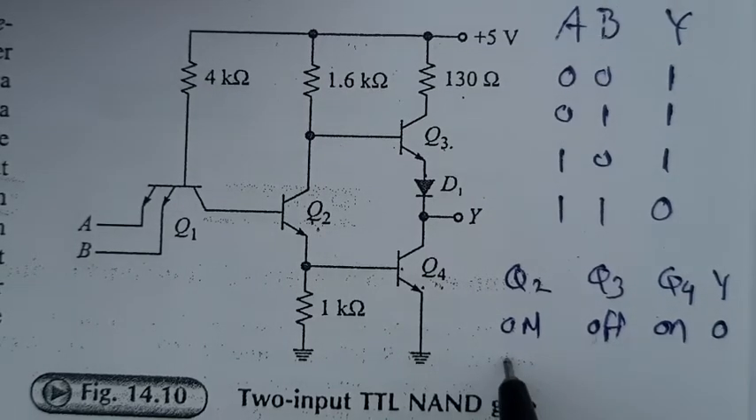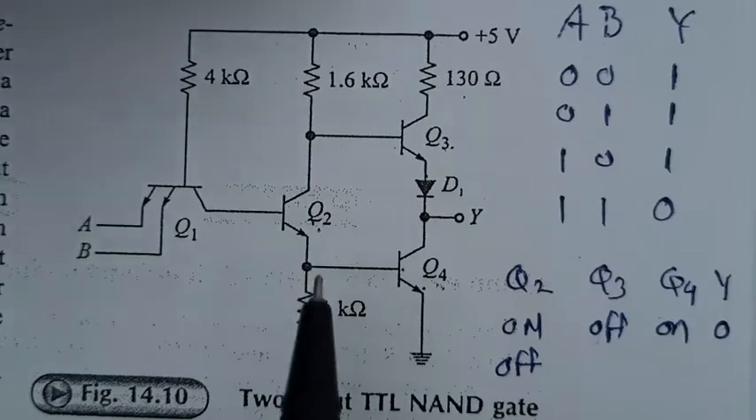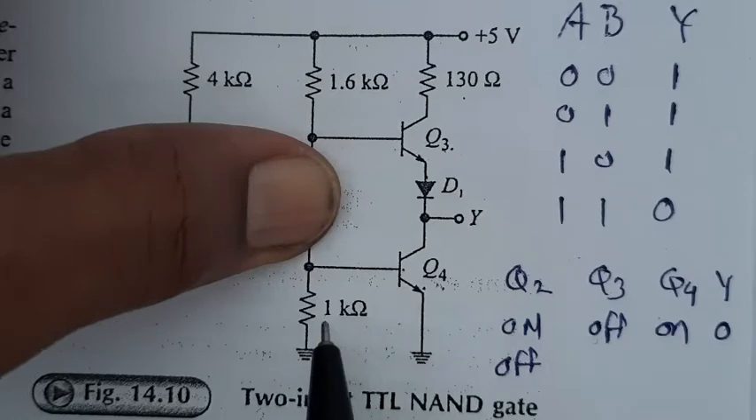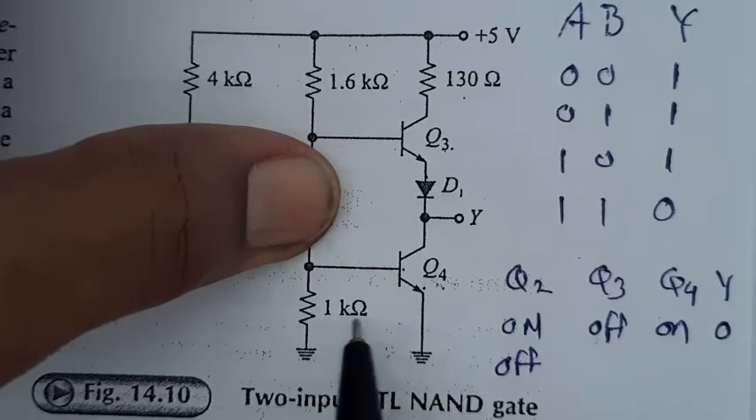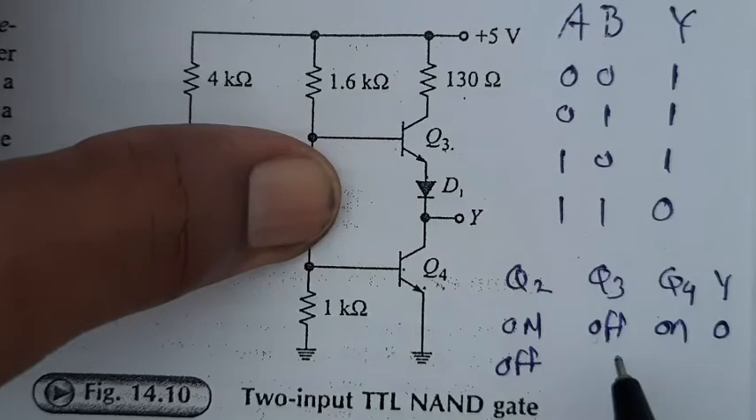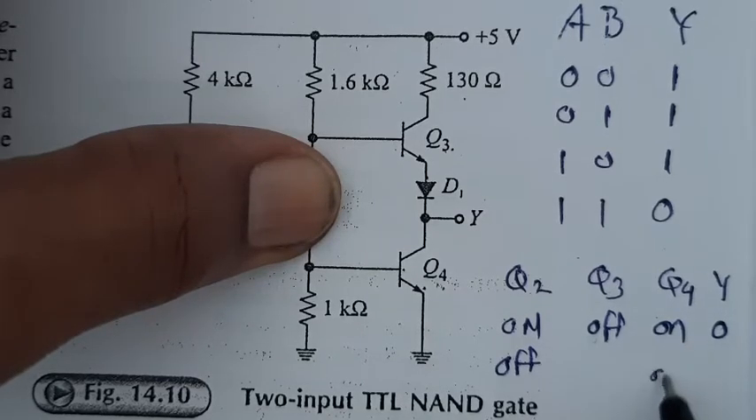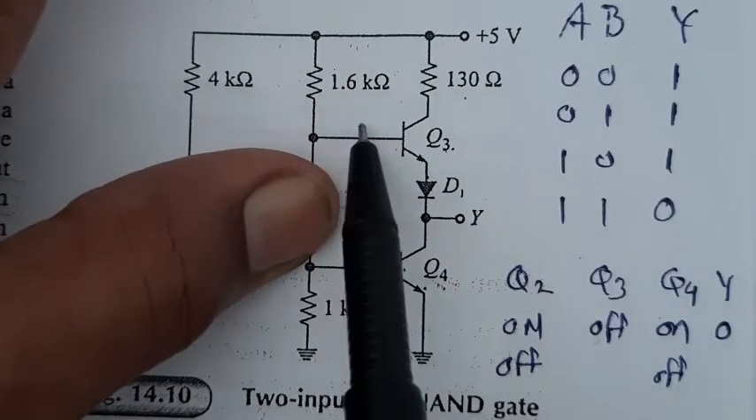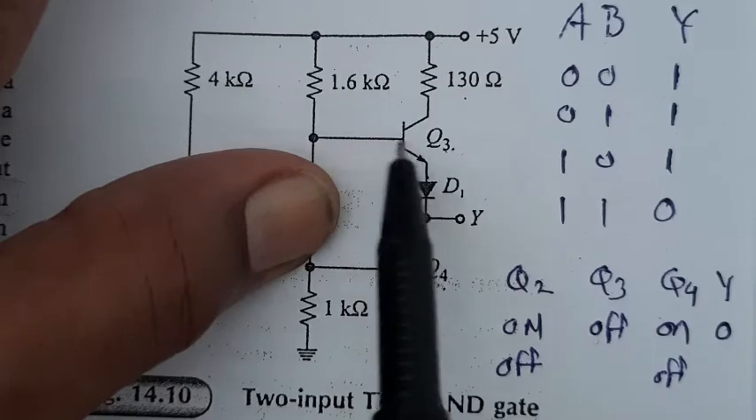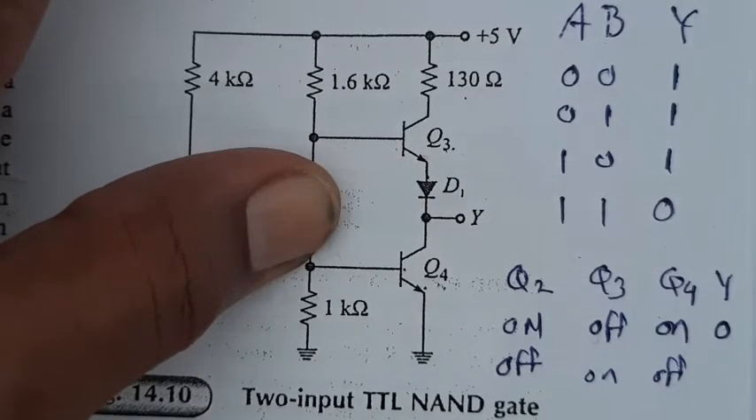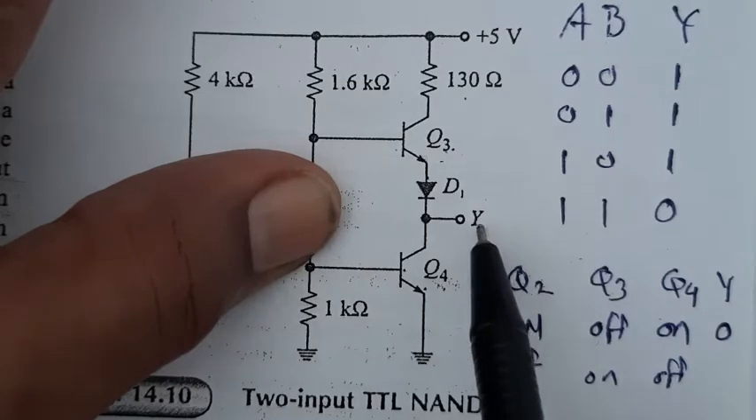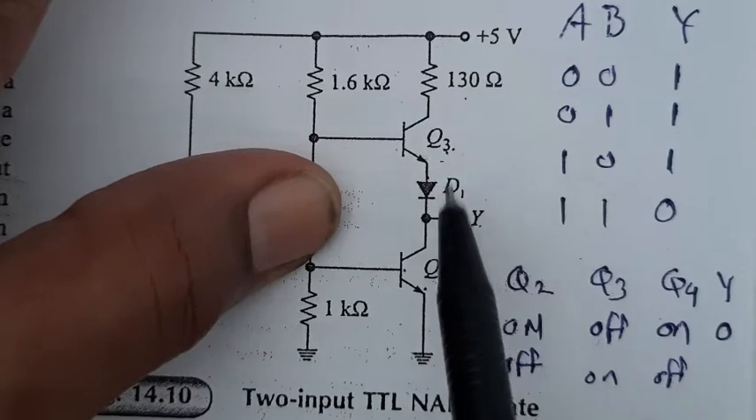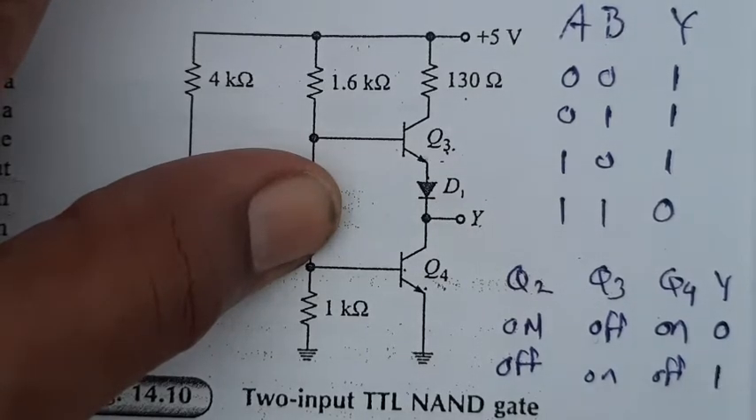It will be pulled down because Q4 is on. On the other hand, suppose Q2 is off. If Q2 is off, then you will observe that the base of transistor Q4 is pulled down through a resistance of 1 kilo ohm. It is easy to understand. As a result, you will observe that Q4 will be off, correct? Because of the flow of current through the resistance of 1.6 kilo ohm towards the base of transistor Q3, Q3 will be on, and as Q3 is on, output is high through 130 ohm resistance, transistor Q3 and diode D1. Therefore, the output will be 1.